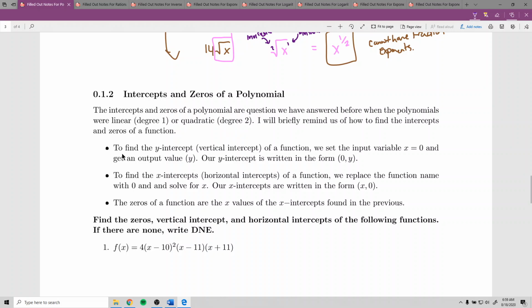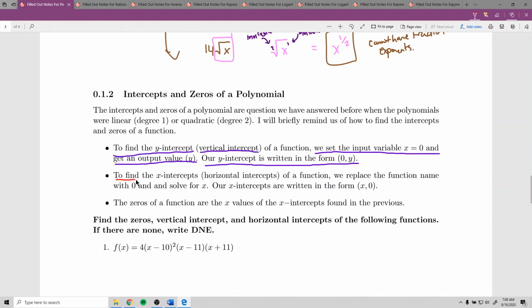Right? So to find the y-intercept, it's not unique to polynomials, sometimes called the vertical intercept in the homework. What we do is we set the input variable x equal to 0 and get the y, and our y-intercept is written in the form (0, y), whatever number we get out. So to get a y-intercept, we plug in x equals 0.